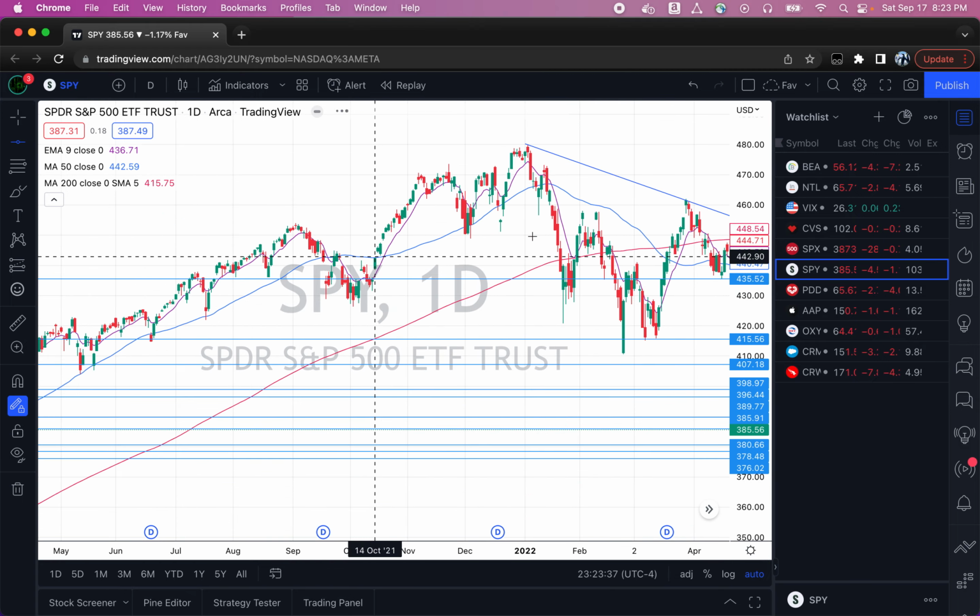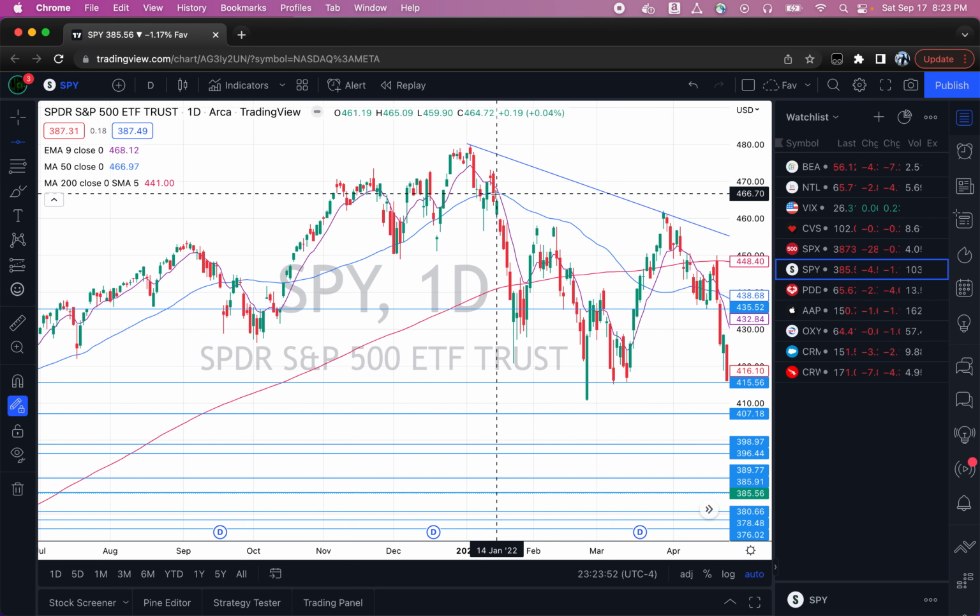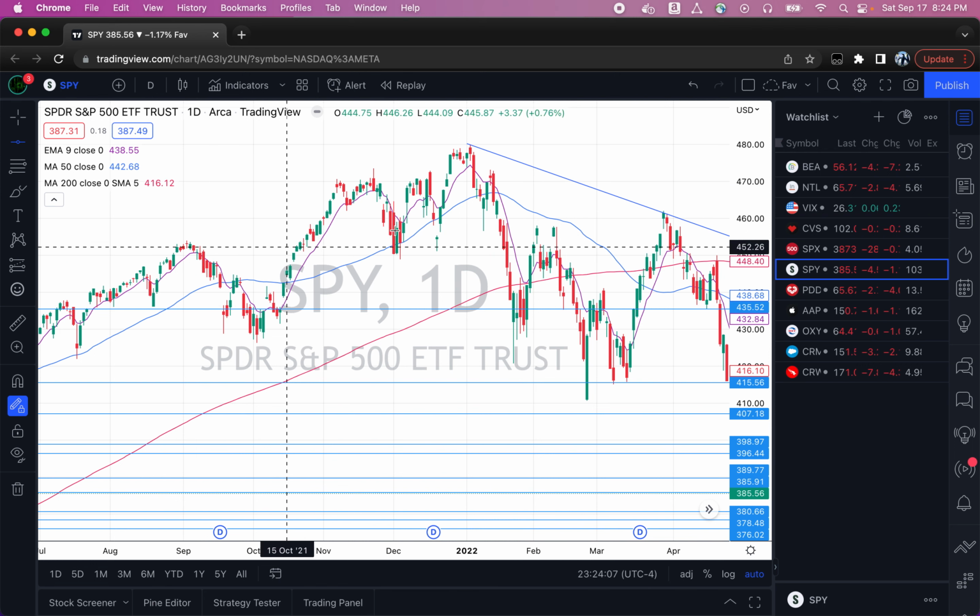Whenever you see a very big red candle, the sell off might not happen over the next couple of days. It might chop around and get the dead cat bounce a little bit, but the trend would be down following that big red candle. So if you see, this is a big red candle, chopped up a little bit and then went down a lot more. Same thing here, big red candle.